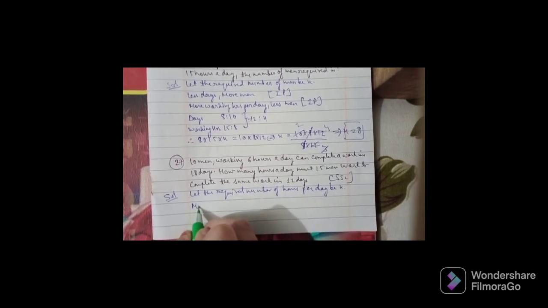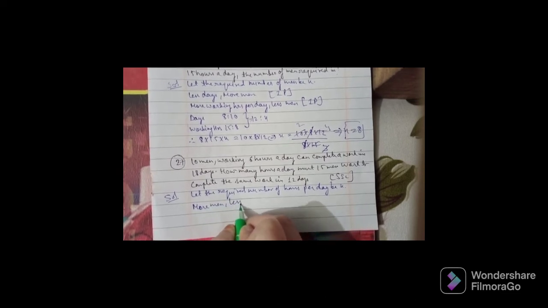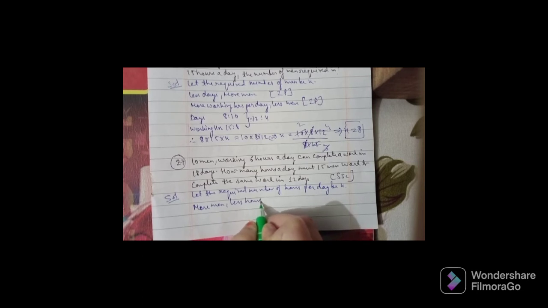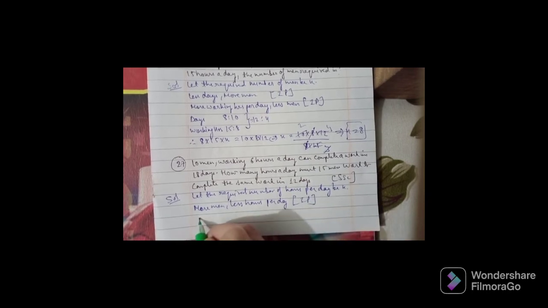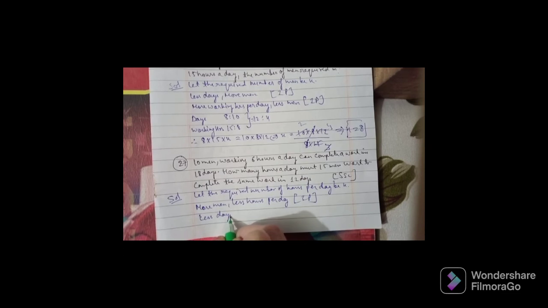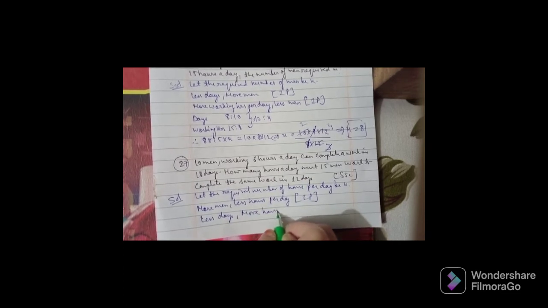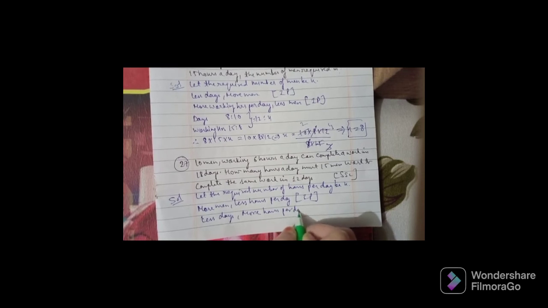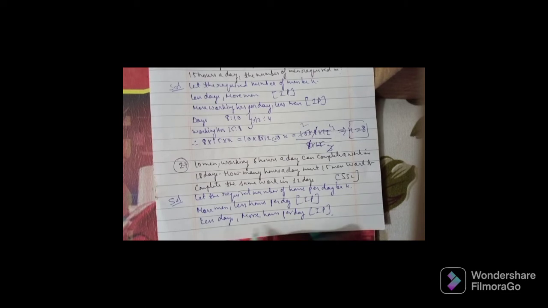So more men, less hours per day, which is indirect proportion. Less days, more hours per day. This is also indirect proportion.